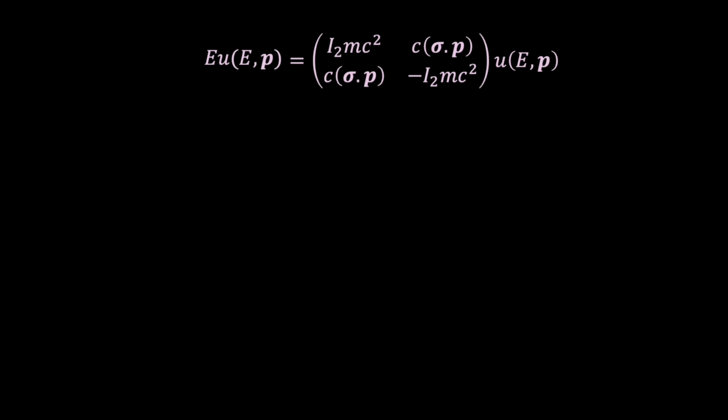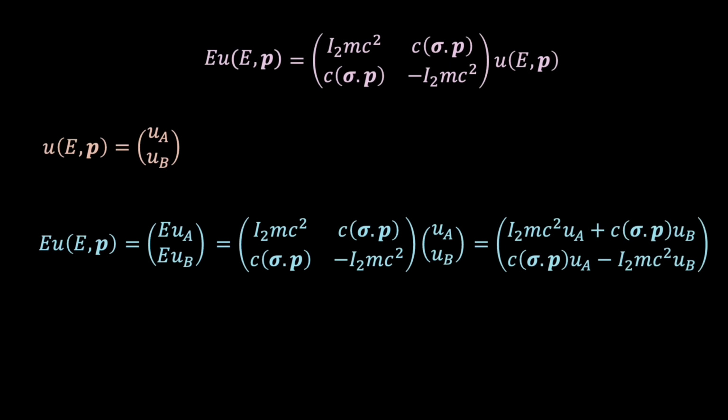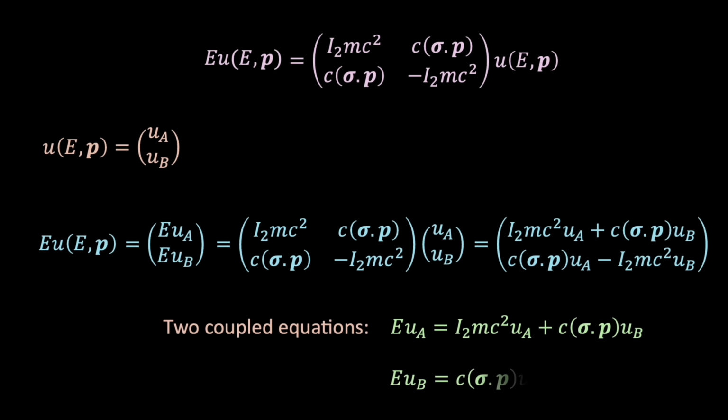If we then write our spinor in terms of two component spinors u_A and u_B, and then sub this explicitly into our equation and multiply through, we find the following blue expression. And this now corresponds to 2 coupled equations involving u_A and u_B.